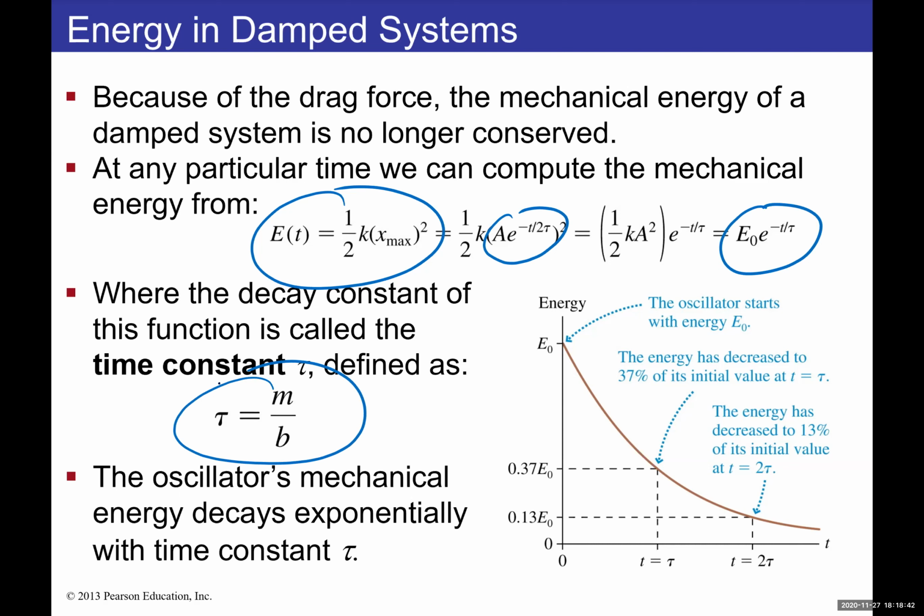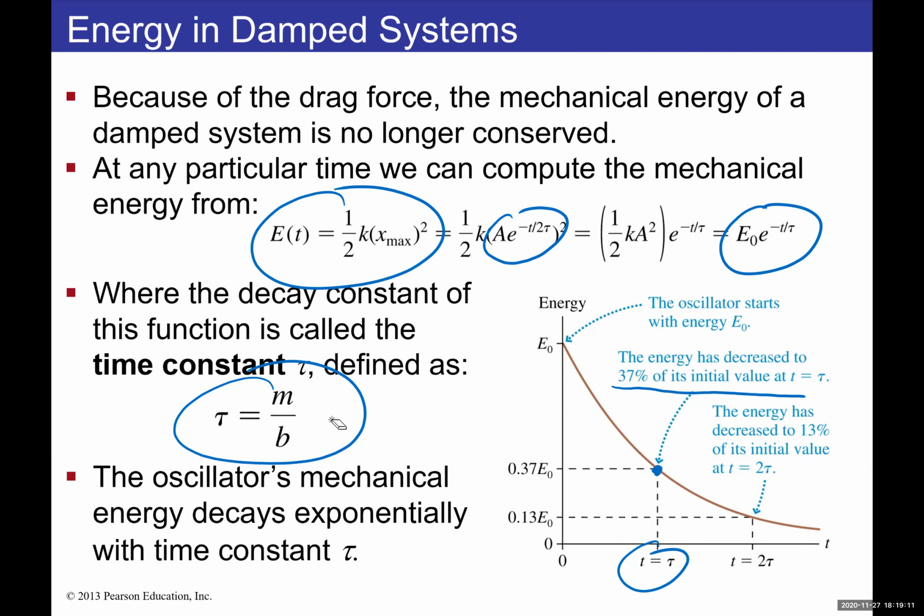You can see, right, energy has decreased to 37% of its initial value at t equals tau. That means there's a 63% decrease in energy in this time t equals tau, so you only end up with 37% of the original energy. This time constant is true for any type of system. It always represents the amount of time it takes for the system to lose 63% of its energy. So that's why it's a constant, time constant.